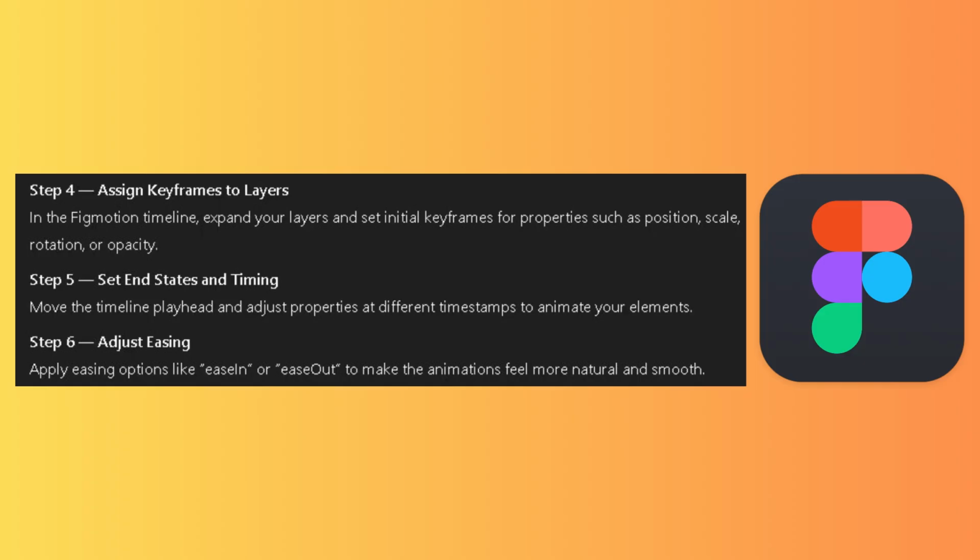Adjust easing. Apply easing options like ease in or ease out to make the animation feel more natural and smooth. Now you know how to use the Figmotion Figma plugins.